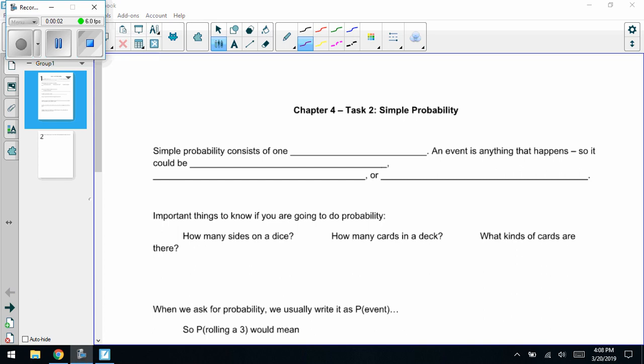Chapter 4, Task 2, Simple Probability. Simple probability consists of one event, and an event is anything that happens. So it could be rolling a dice and getting a number, it could be drawing a card from a deck of cards, or it could be choosing a color. And those are just some of the examples.